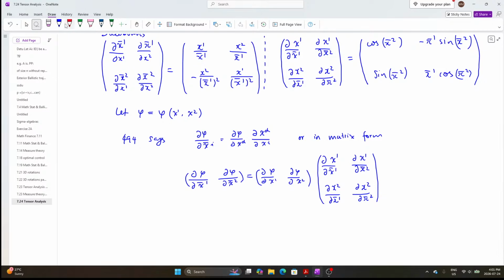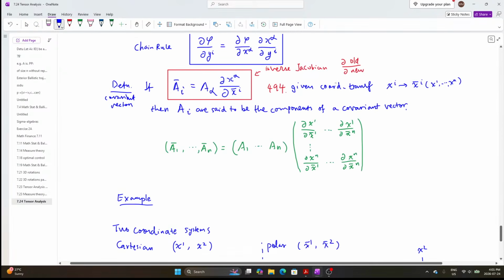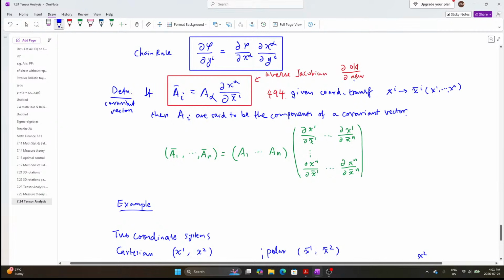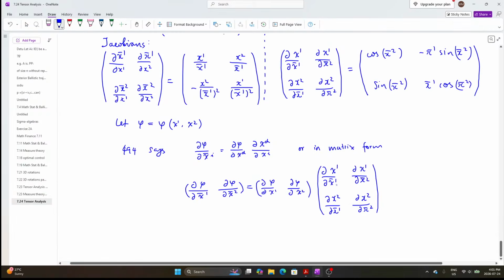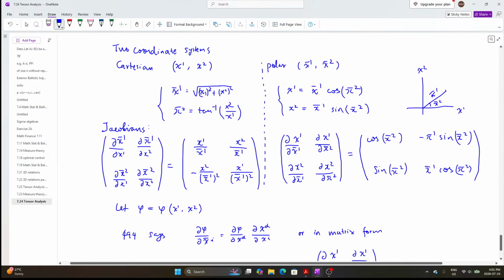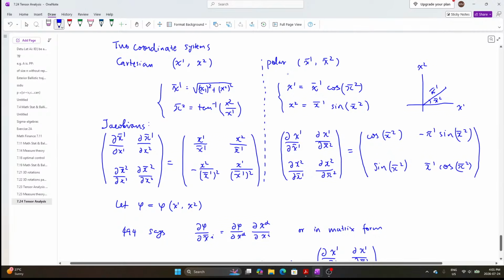Okay, now let's take a look at an example. Is it d old over d new? Yes, it should be. I said inverse Jacobian. The dx alpha, that's old. Old over new. See? Old over new. Old is Cartesian, polar is new.